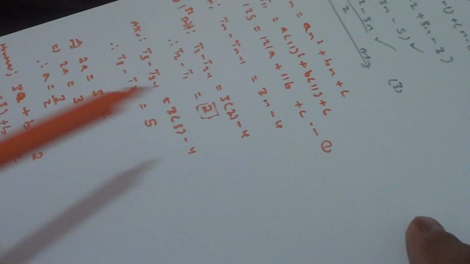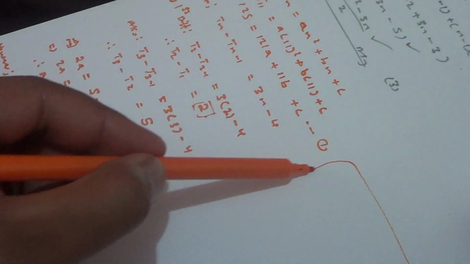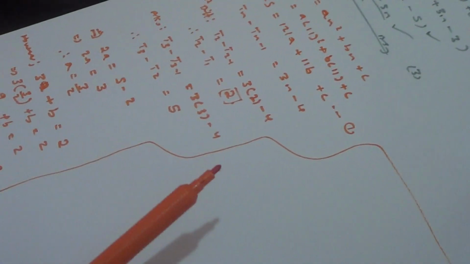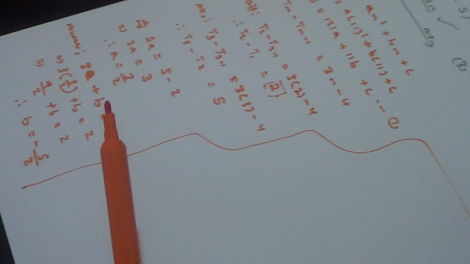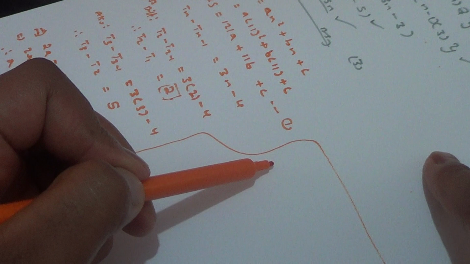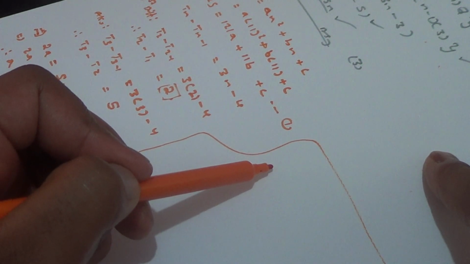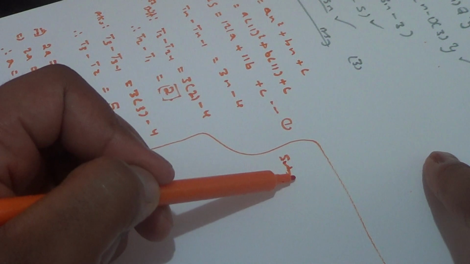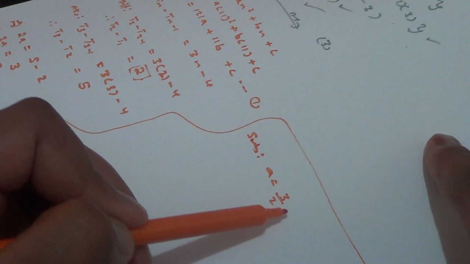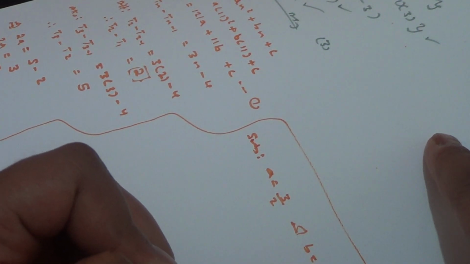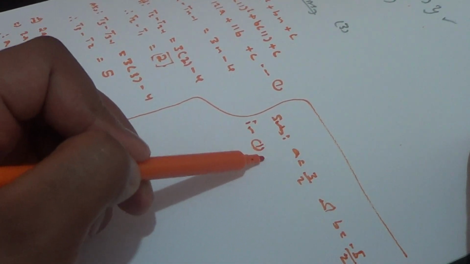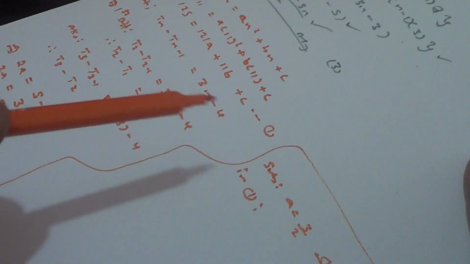Now what do we do? Okay, let's create some space over here so that we can work right on the same page. Okay, now what do we do here? We know that, okay, let's just substitute a equals 3 over 2 and b equals minus 5 over 2 in 1, because now we want c.